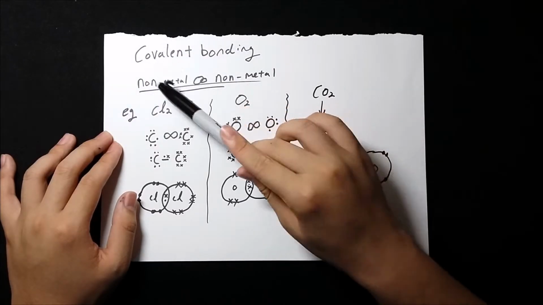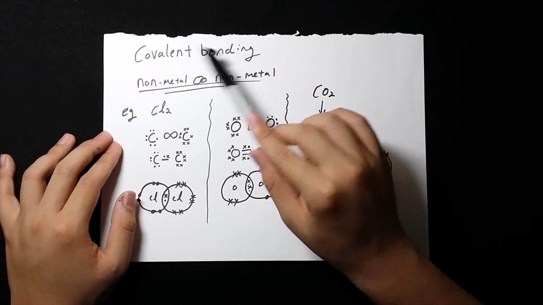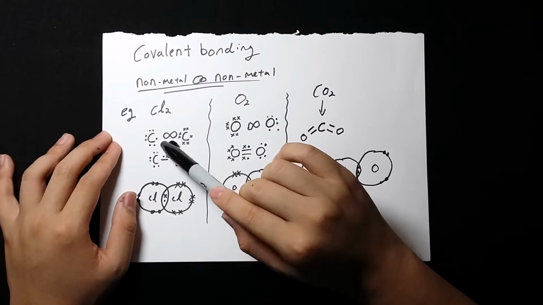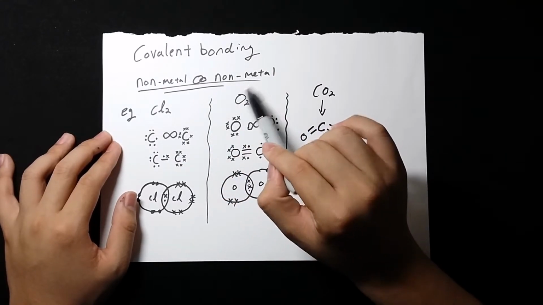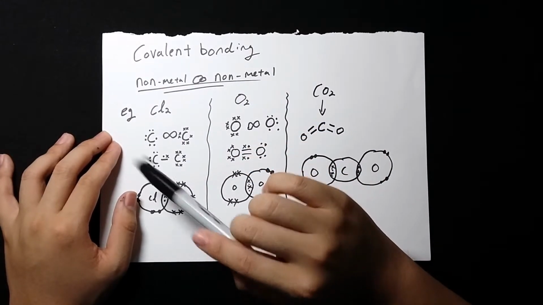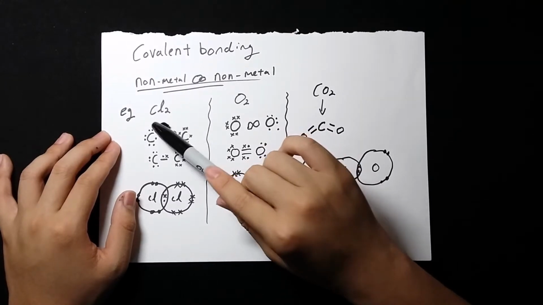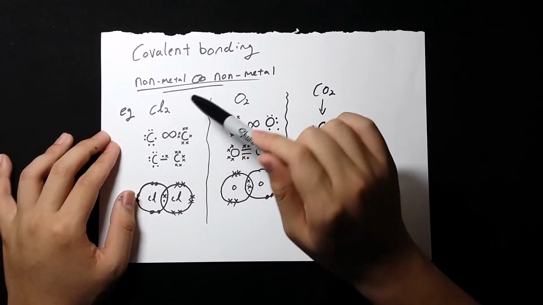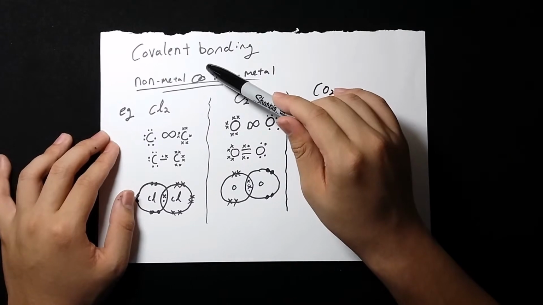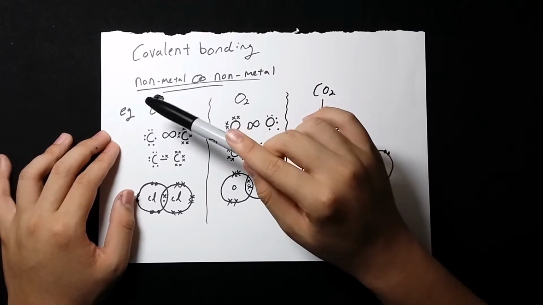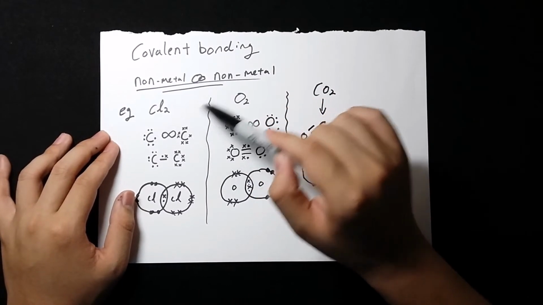Covalent bonding. So covalent bonding is a marriage between non-metal and non-metal, but ionic is between metal and non-metal. So let's look at the first example that we have here. It's called chlorine gas, Cl2. Chlorine gas is in group 7 and all of them exist as diatomic. That means they exist as Cl2, F2, I2.